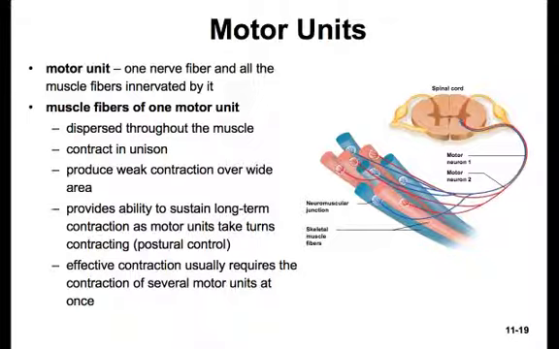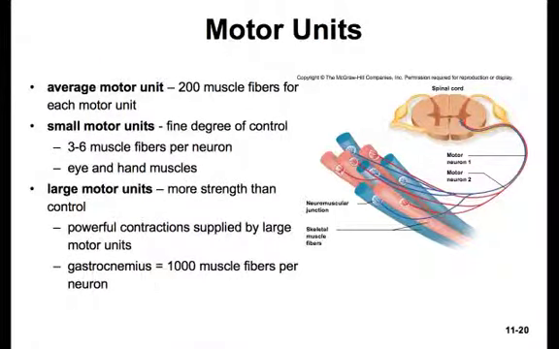An effective contraction usually requires the contraction of several motor units at once. The way that we get more strength in contraction is by recruitment of more motor units. The average motor unit will encompass 200 muscle fibers. Small motor units are for fine degree control, and larger motor units provide more strength and control.